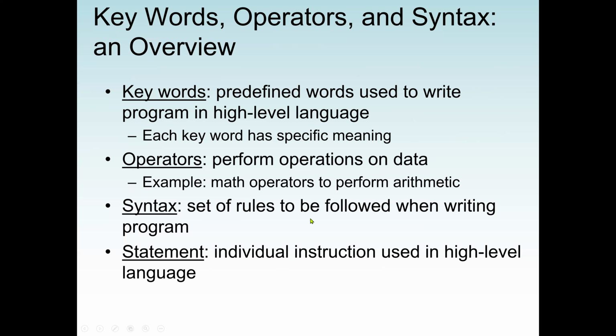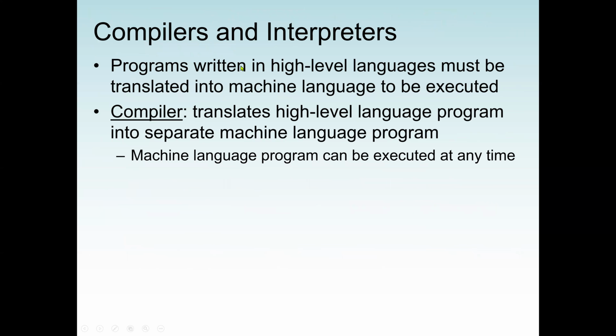Also, a statement is more or less like a sentence. It is an individual instruction used in a high-level language. I can write one statement to print my name on the screen. So that leads us to what a compiler and an interpreter are. In a high-level language, we need to translate the language into machine language. Programs written in high-level languages must be translated into machine language to be executed. A compiler normally will translate a high-level language program into a separate machine language program.